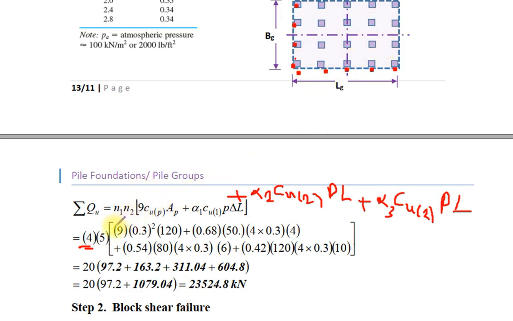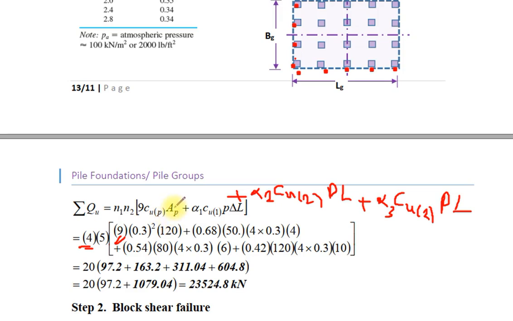Now 9 is the NC, the bearing capacity factor. The bearing capacity factor for a pile in clay, NC equal to 9.